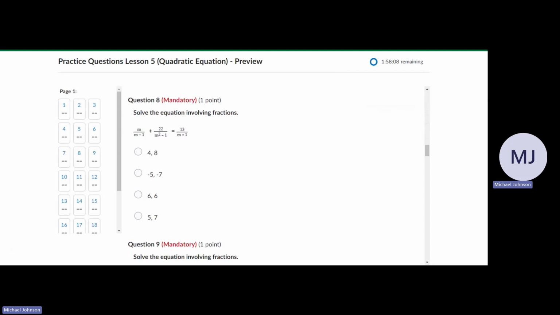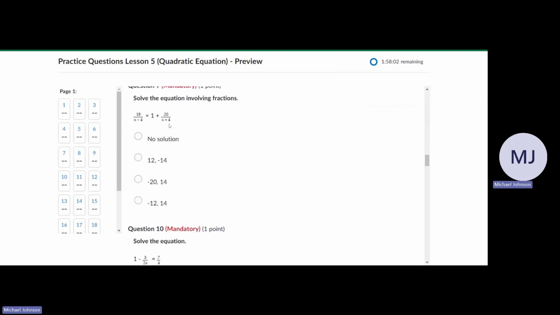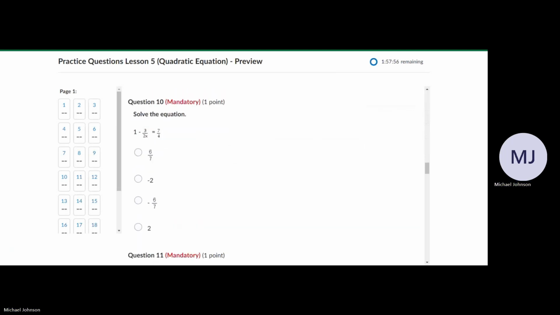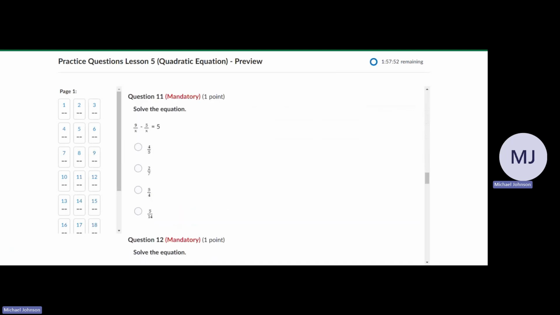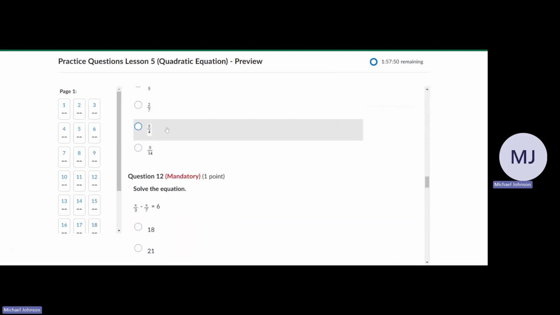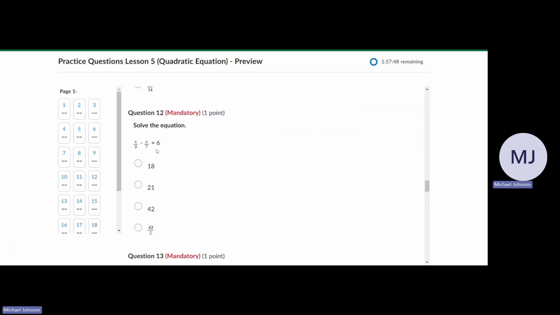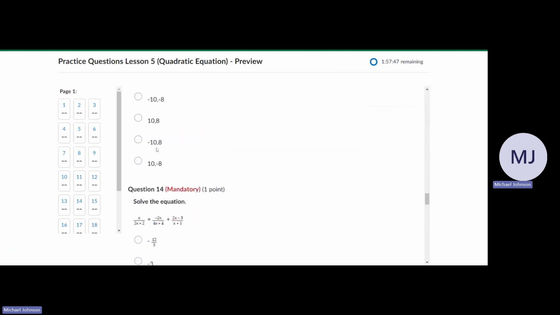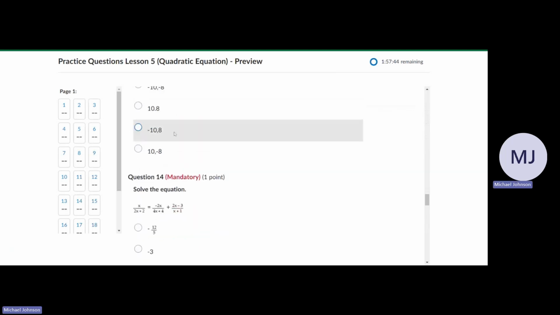Here, solve the equation using fractions. So make common denominators for all of these and then add the tops together. Here, make common denominators for all of these and then add the tops together. Here, solve the equation, make common denominators for everything and add the tops together. And yeah, so common denominators.